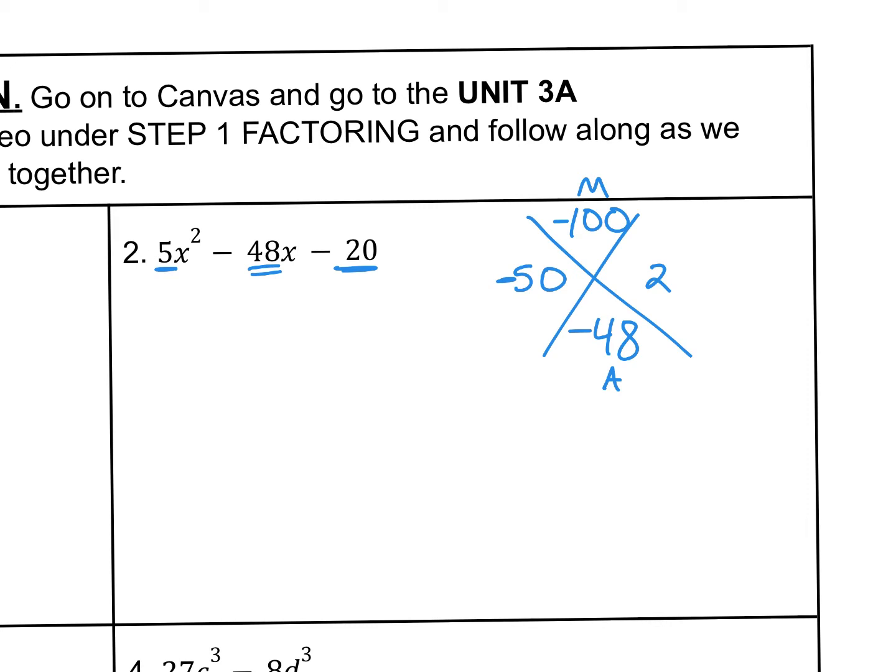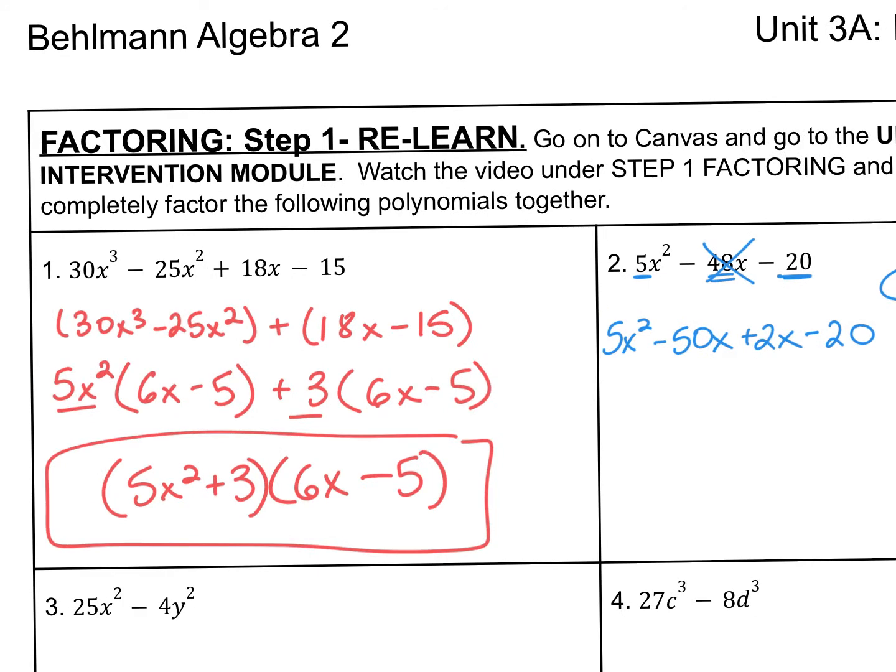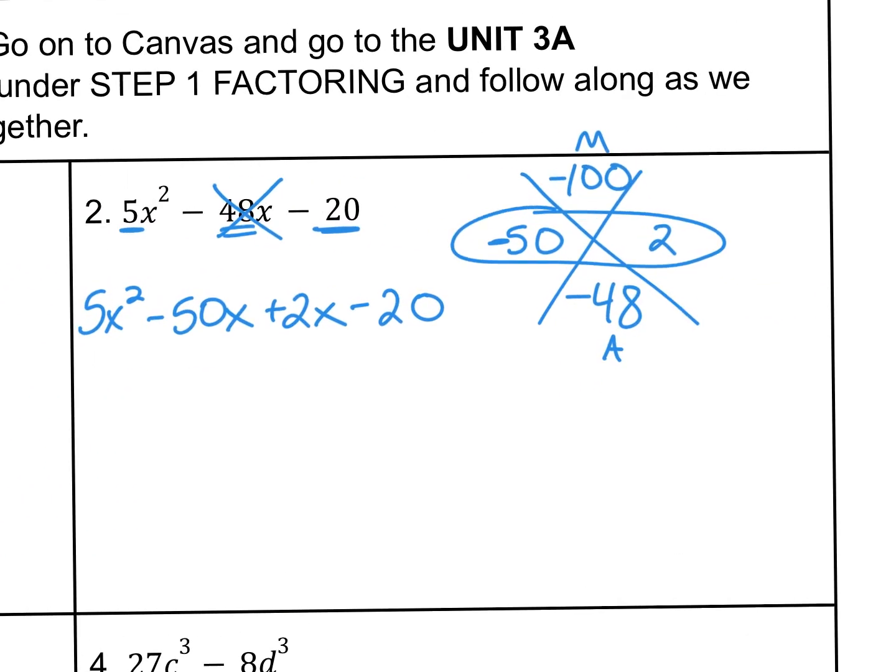Once I've done that, I keep my first term, 5x squared. These are my two new middle terms. They become negative 50x and plus 2x, which add up to negative 48x. Now I don't have that term anymore, and I keep my last term of negative 20. And now I just have 4 terms, just like what I did on number 1. I'm grouping. So group my first 2 together, put a plus sign, group the second 2. They already had a plus sign, so I just added in some parentheses there.